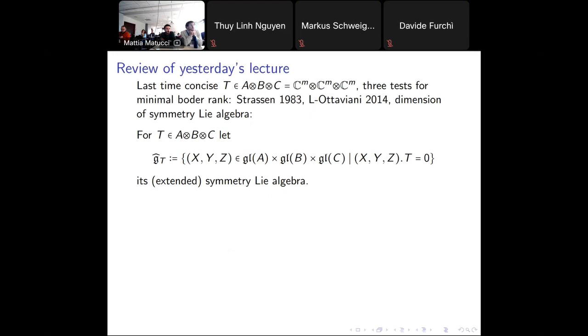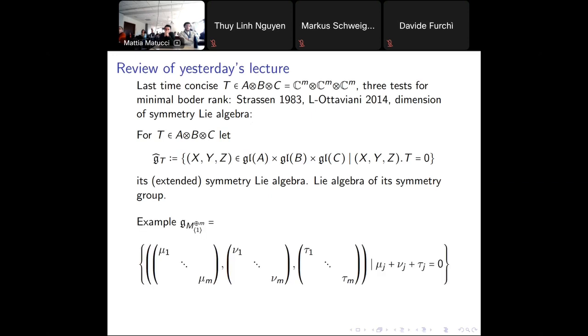For purposes of computation, as always in mathematics, it's easier to work infinitesimally. So we look at instead the infinitesimal symmetries, that is to say its symmetry Lie algebra. So the group would be like G1, G2, G3, such that when I hit it with T, nothing happens, I still get T. But when I differentiate that, if you differentiate a constant, you get 0, and this is the equation you get. And this respects degeneration in some sense.